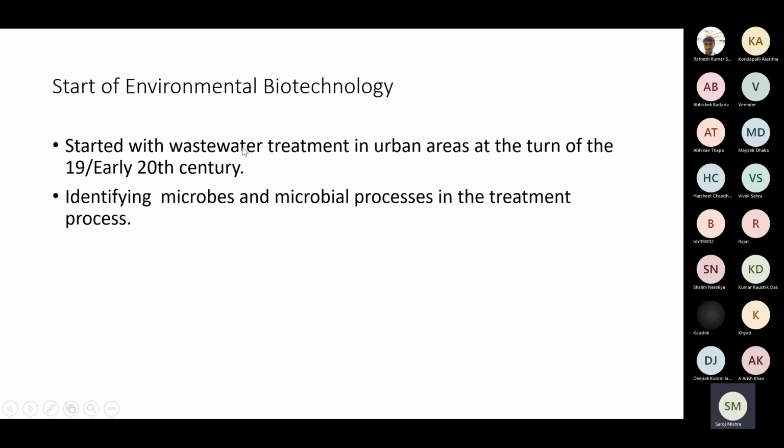And what it involved at that time was identifying microbes as well as microbial processes in the treatment process. And that is how in wastewater treatment, we talk about activated sludge treatment. That is nothing but the oxidative microbes which are able to oxidize much of the food material which is in there. So that's why we say that it started with identification of microbes as well as their biochemistry or the microbial processes. So we can easily say that that is where we began the field of environmental biotechnology.